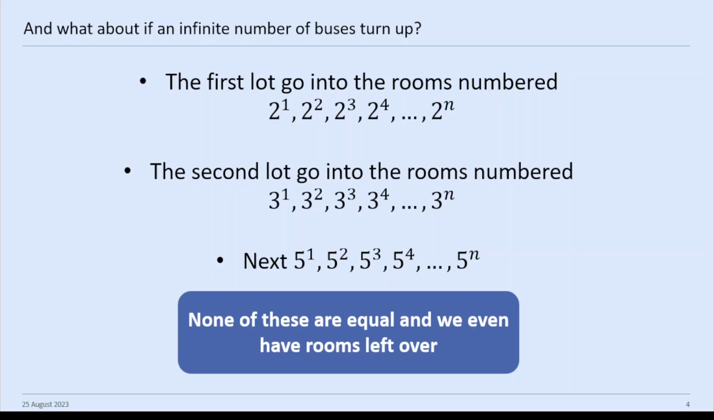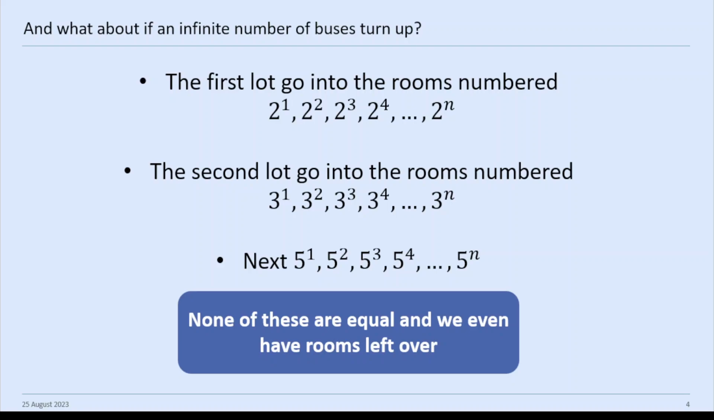What about if an infinite number of buses turn up? Each bus has an infinite number of people in. Well, what you do is this. If the hotel's already full, you put the existing guests into the rooms that are indexed 2 to the power 1, 2 to the 2, 2 to the 3, 2 to the 4. So it's basically 2, 4, 8, 16, 32, 64, 128.